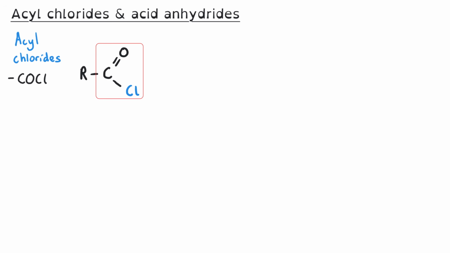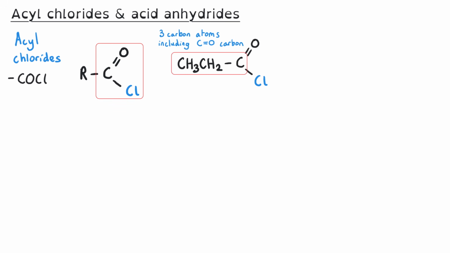When we name acyl chlorides, we need to first determine the carbon chain length. And so in this example that I've got here, we've got 3 carbon atoms, so this is prop-an, and all acyl chlorides end in the same way with oyl chloride. And so this would be propanoyl chloride.